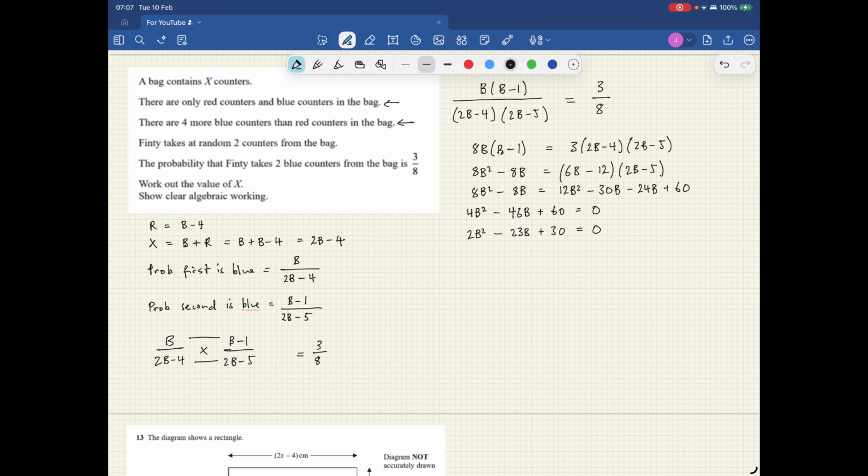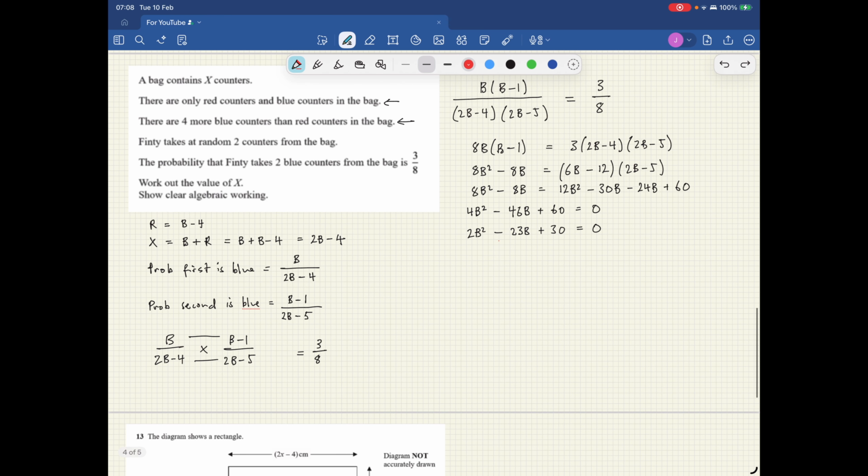So I'm looking for, as usual, 2 numbers so that I can split this middle term. And those 2 numbers need to add to minus 23, but they need to multiply to the product of those 2. So they have to add to minus 23 and multiply to 60, and I can see those two numbers are going to be minus 3 and minus 20. And it doesn't matter how I split this middle term. I can do minus 20b minus 3b, or I can do minus 3b minus 20b, doesn't matter. So let's do the latter.